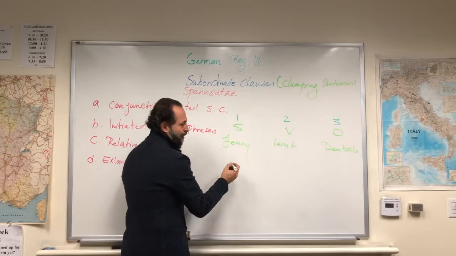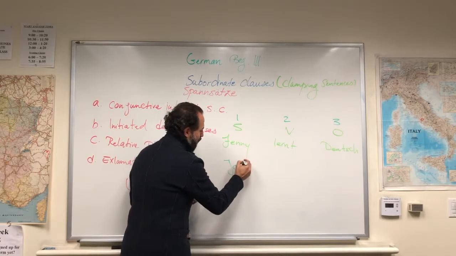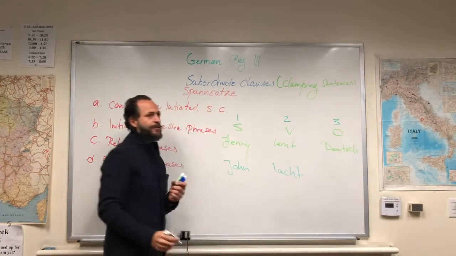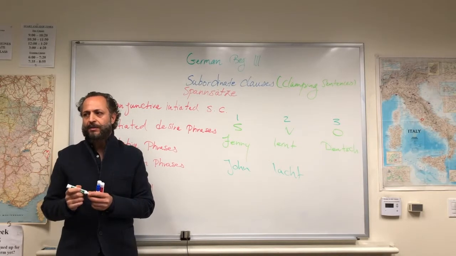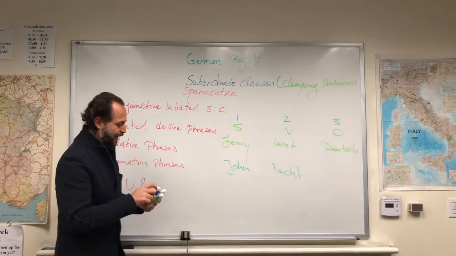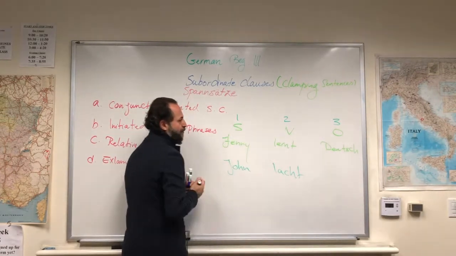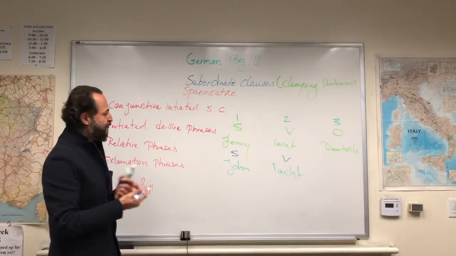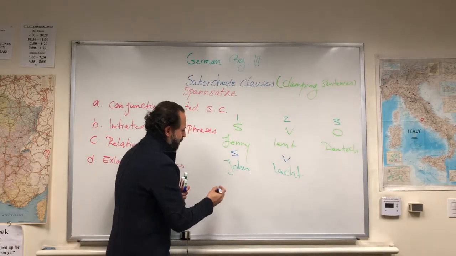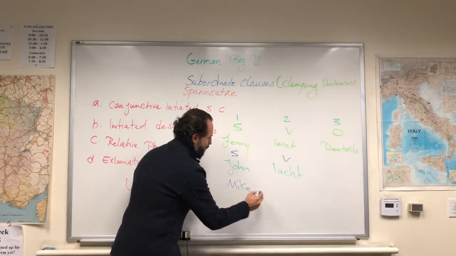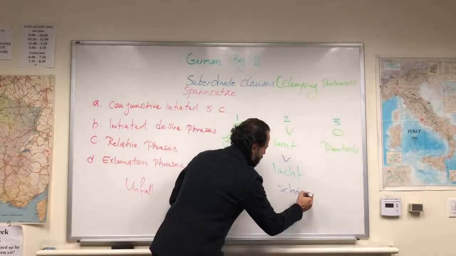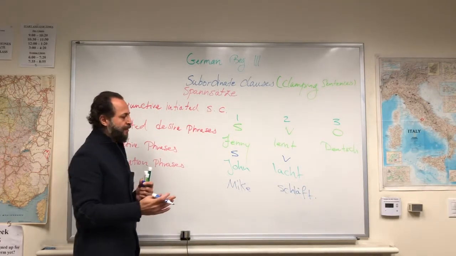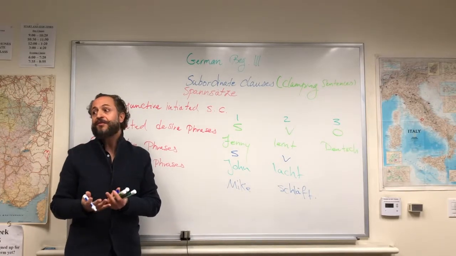For example, when I say John lacht, right? John is laughing. I don't have a third part. I have just the subject and the verb. As you see, I have just the first part and just the second part. So when I say, for example, Mike schläft, Mike is sleeping, or Mike sleeps. Again, I have just two parts in the phrase. I don't have three parts.